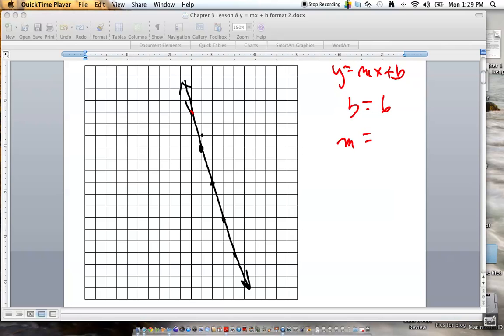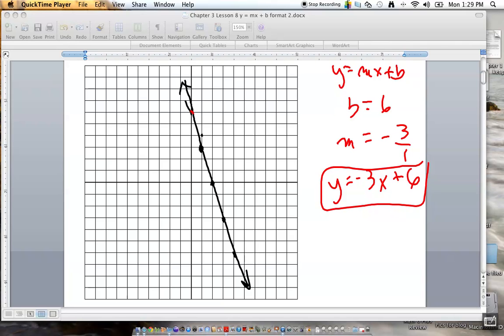Okay, so the y-intercept is 6. Now, what is the slope of this particular line? Spencer? Good. What does down mean? Negative. Okay? So now I would write out my equation as y equals negative 3x plus 6. And that's my correct answer.